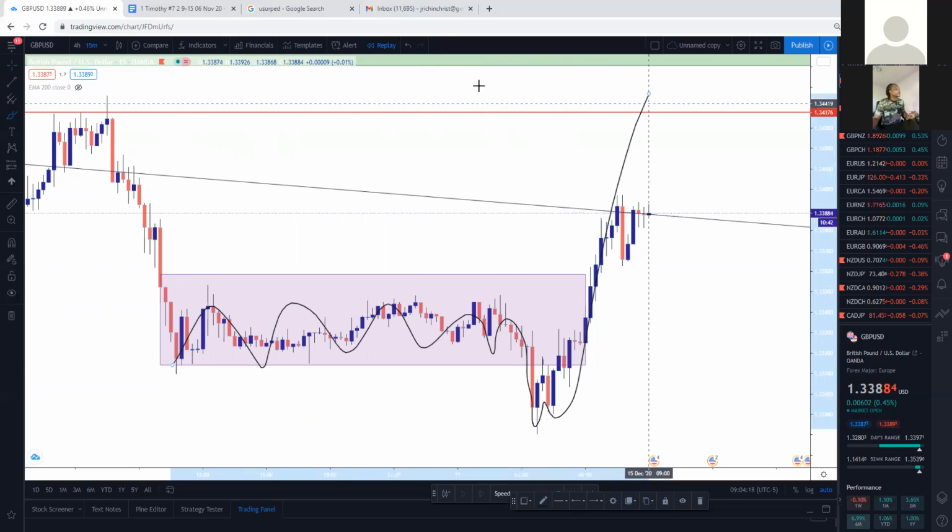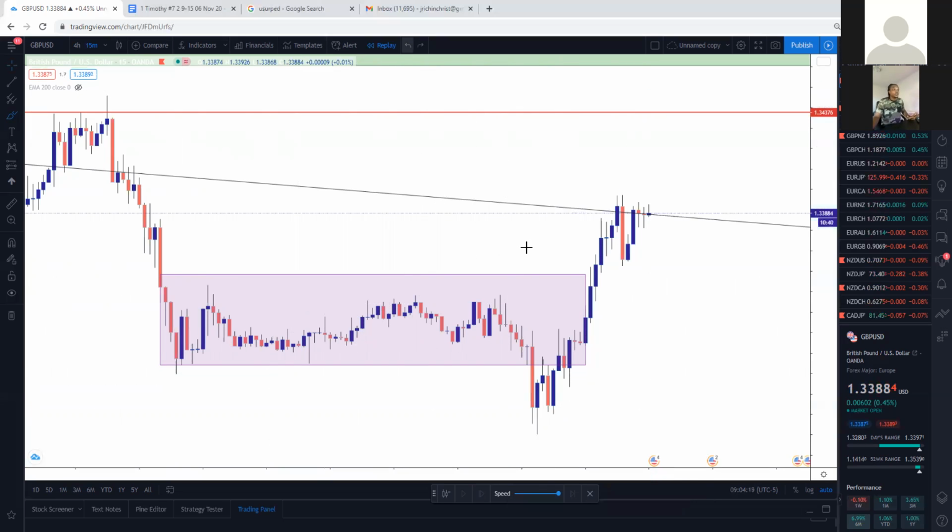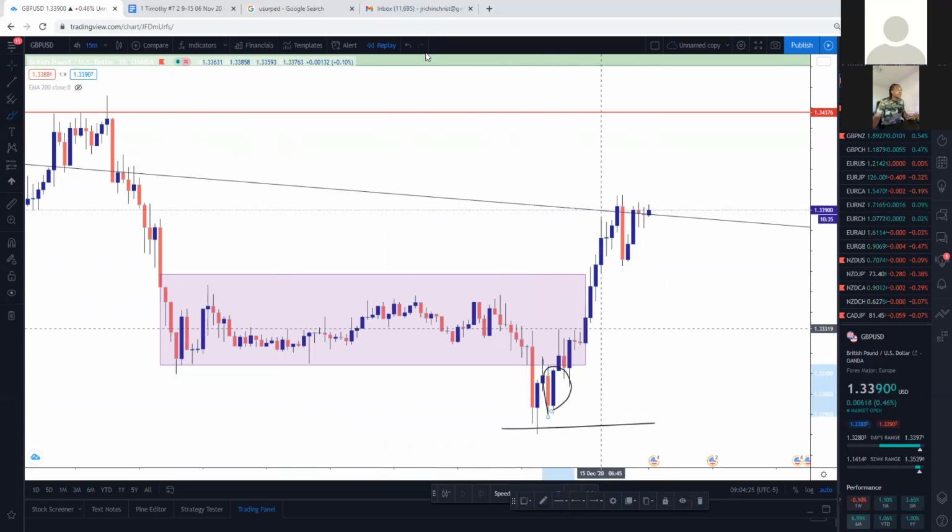And then what does it do? It goes right back up. So where do you enter? You can enter below here, right after this confirmation of this bullish candle has closed.